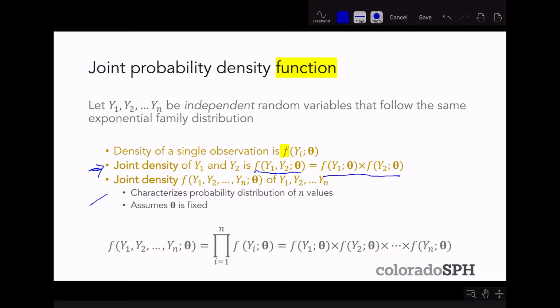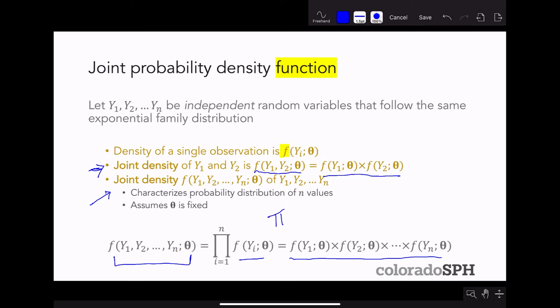Following that, the joint density of n variables that are independent and have the same distribution is obtained by just multiplying out each of the individual densities for those variables. And the way that we write this joint density is f of y1 through yn given theta, and this can be expressed as the product of each of those individual densities. And for those of you who need a refresher, that capital pi, i equals 1 to n, is the product sign, meaning multiply out all of these values.